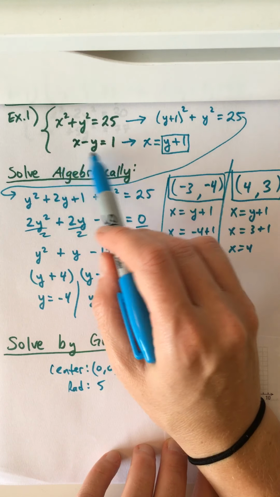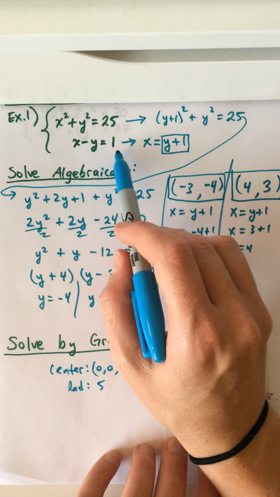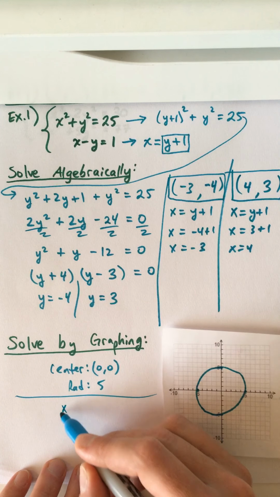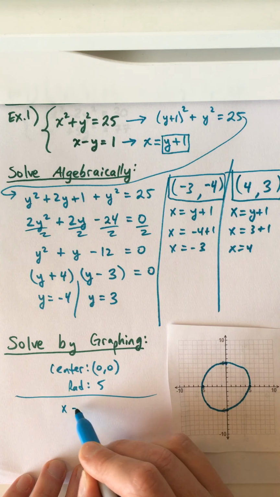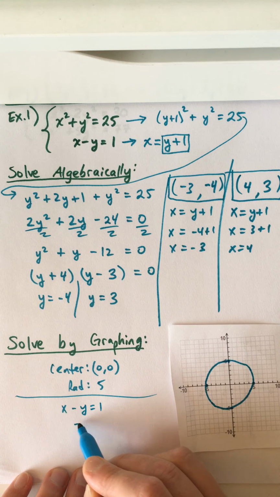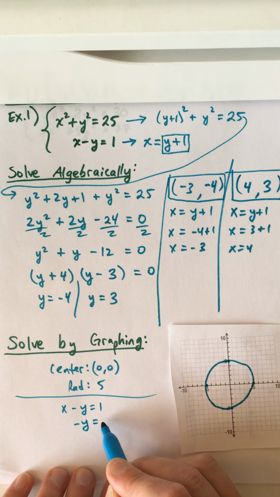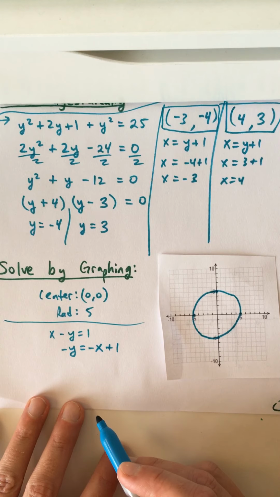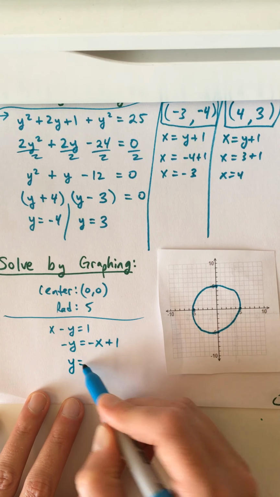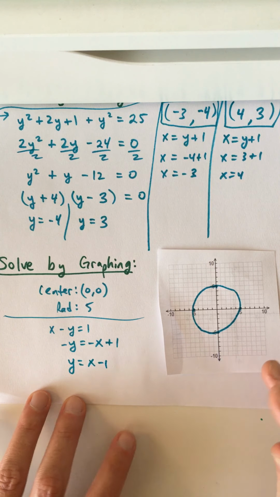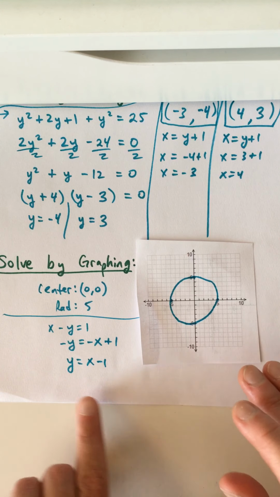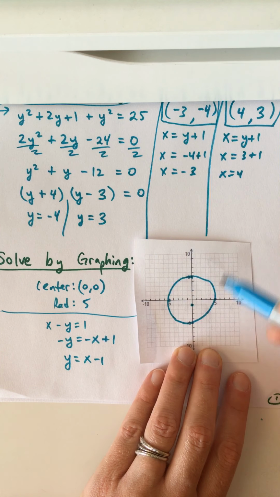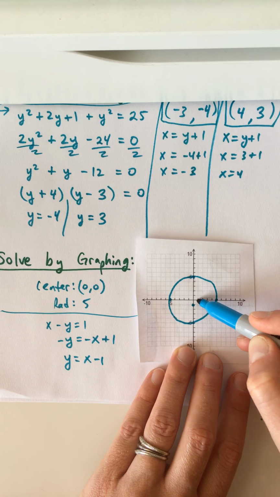And we can also think about graphing this equation, x minus y equals 1. Well, I'm going to take that x minus y equals 1 and think about writing it in y equals mx plus b form. So x minus y equals 1. If we subtract the x, that would be negative y equals negative x plus 1, and then divide through by a negative, that would be y equals positive x minus 1. So the line y equals x minus 1 has a y-intercept of negative 1 and a slope of positive 1. So rise 1, run 1.